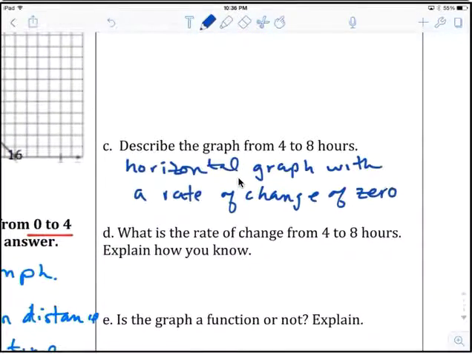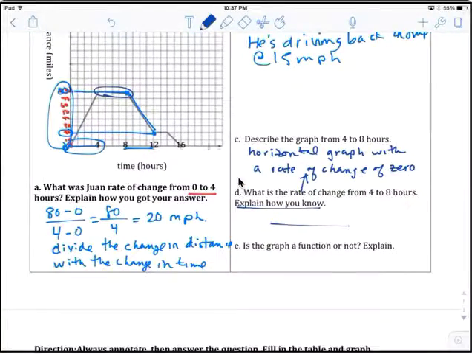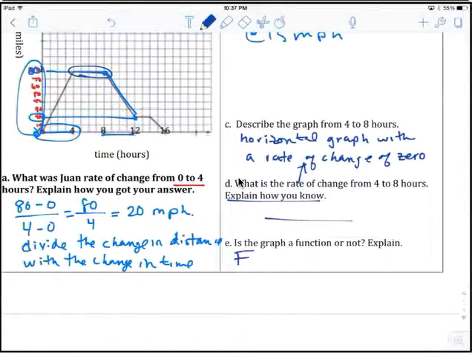Oh, that goes with this one. Explain how you know. A horizontal line has a rate of change of 0. Is the graph a function or not? Function.